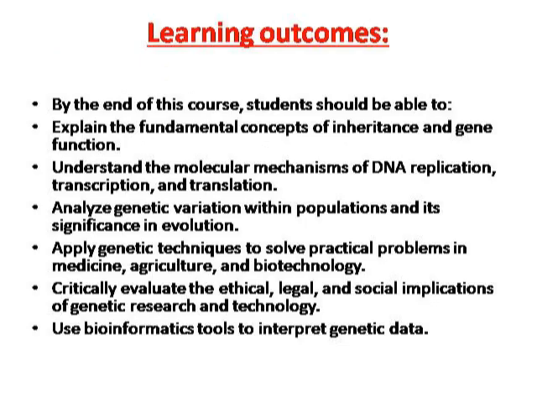The learning outcomes of this course are as follows. By the end of this course, students should be able to explain the fundamental concepts of inheritance and gene functions, understand the molecular mechanism of DNA replication, transcription and translation, analyze genetic variation within populations and its significant role in evolution, apply genetic techniques to solve practical problems in the medicine, agriculture and biotechnology fields, critically evaluate the ethical, legal and social implications of genetic research and technology, and use bioinformatics tools to interpret genetic data.